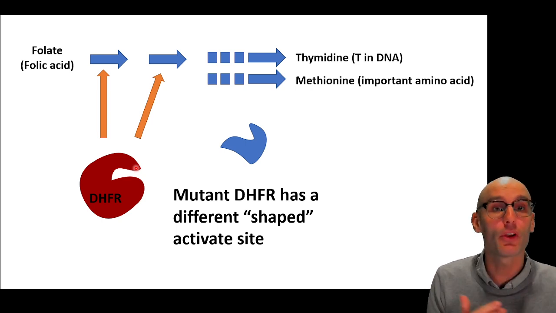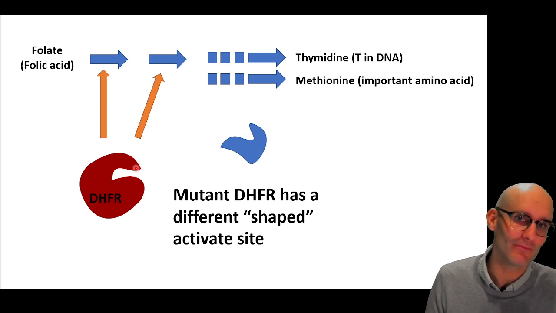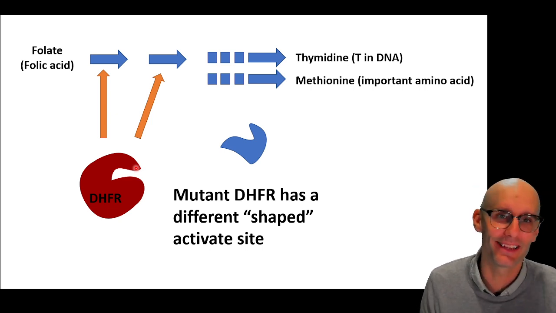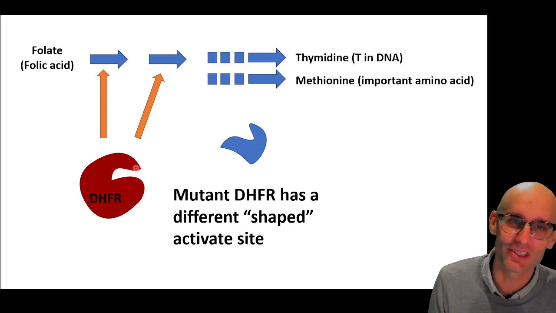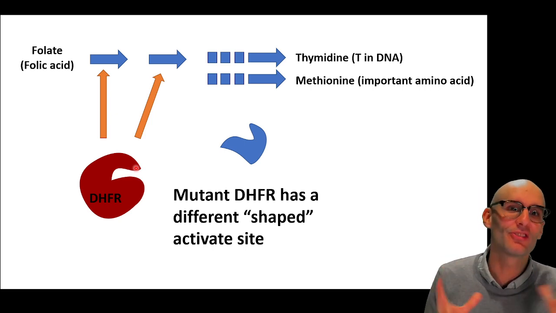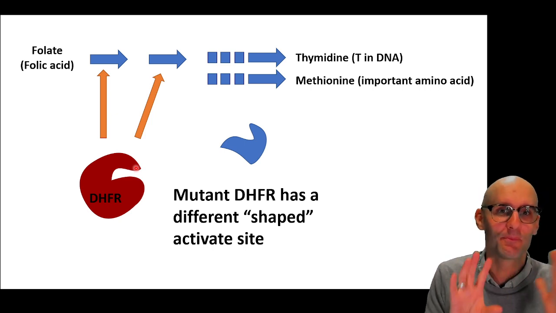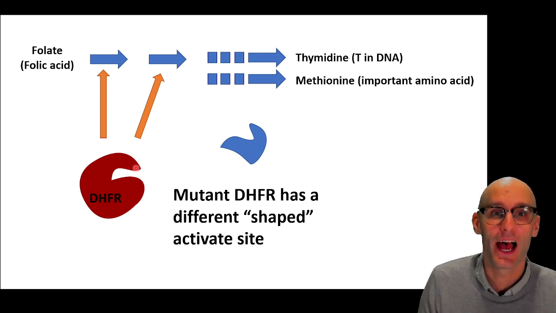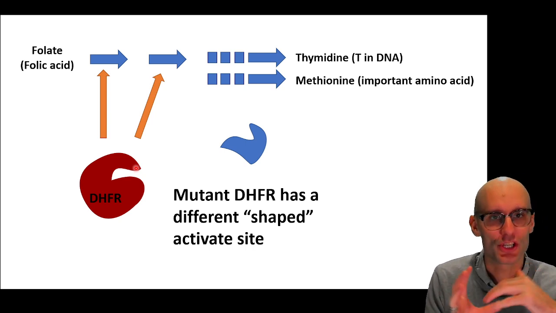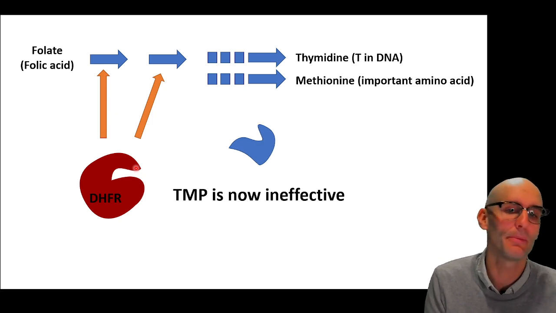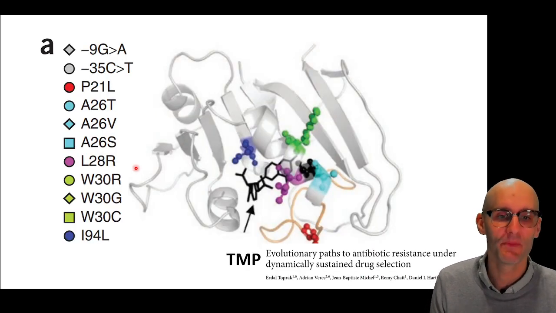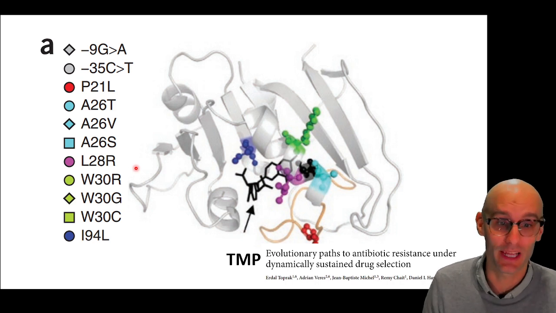Now, you would actually want to follow it up with other experiments. Perhaps you mutate the DHFR gene to show that that alone can give you resistance to TMP. Maybe you do structure activity relationship experiments or computer modeling to show that the molecule actually fits in, and so TMP is now ineffective in the mutant model. And here's what they actually did. They followed it up with their computer modeling.